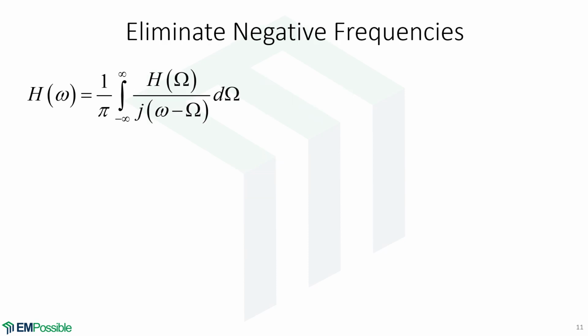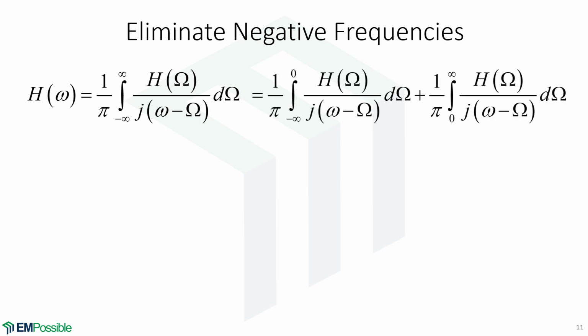We have an integral from minus infinity to positive infinity. We would like to eliminate the negative frequencies, and we have all these wonderful symmetry properties we can use to do that. So the first thing we'll do is separate this into two integrals. Since we're integrating from negative infinity to positive infinity, we can write this as an integral from minus infinity to 0, and then a second one from 0 to infinity. This integral, no problems with. This is the integral that we have to play with.